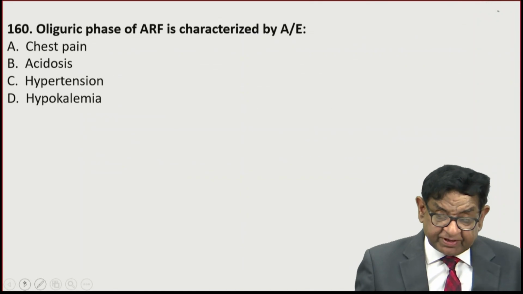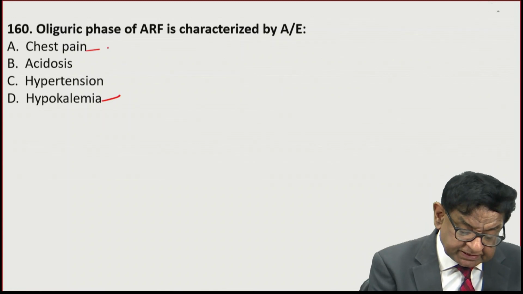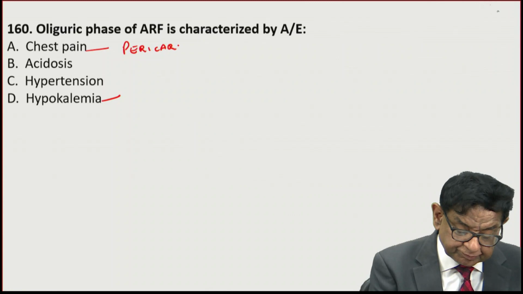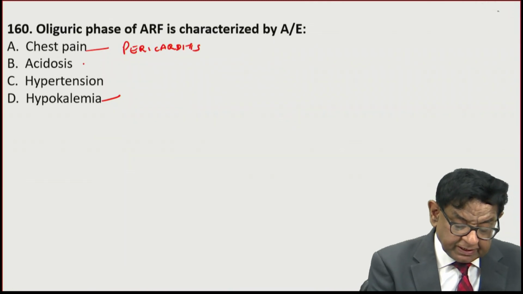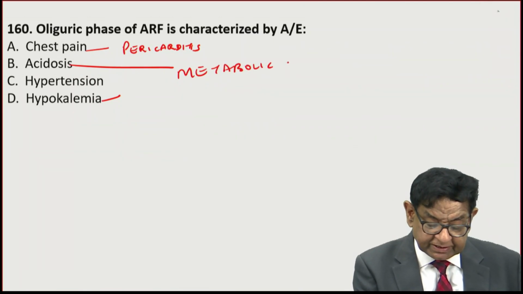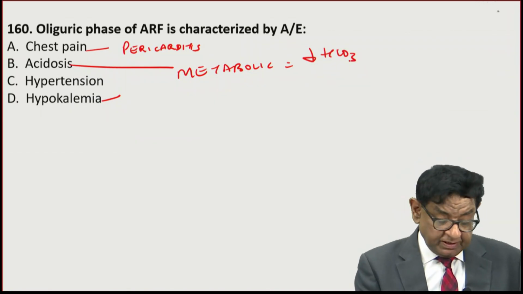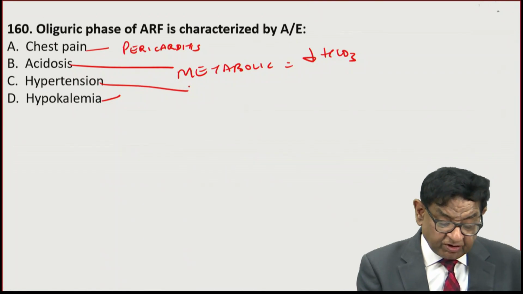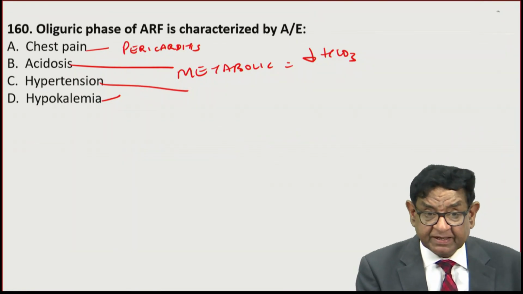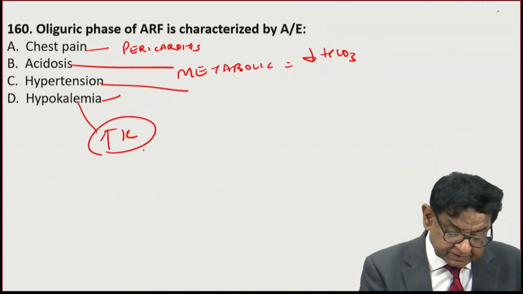In HOCM also, digoxin is absolutely contraindicated. The oliguric phase of ARF is characterized by hyperkalemia. There can be chest pain due to pericarditis. Metabolic acidosis occurs, and in this case decreased bicarbonate is the classical feature. Hypertension can occur in ARF, but it is usually hyperkalemia that occurs.